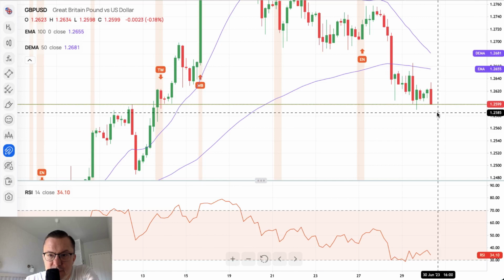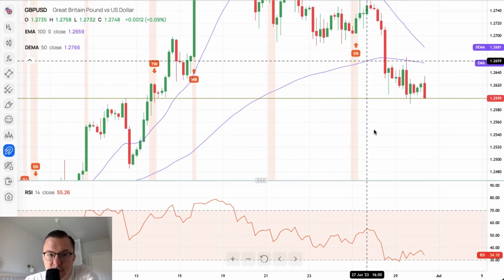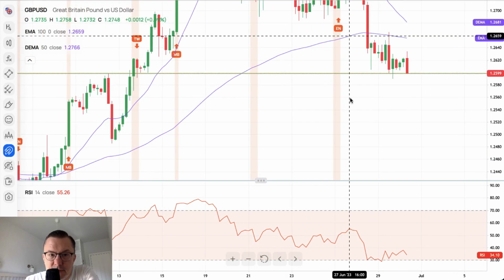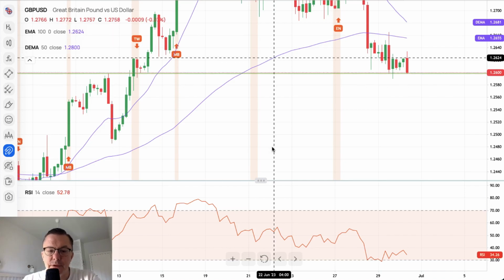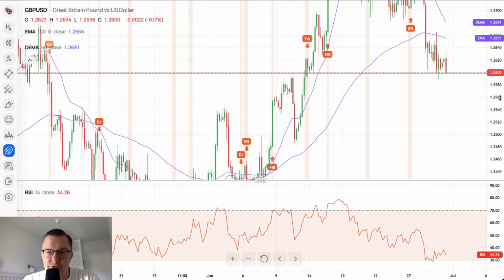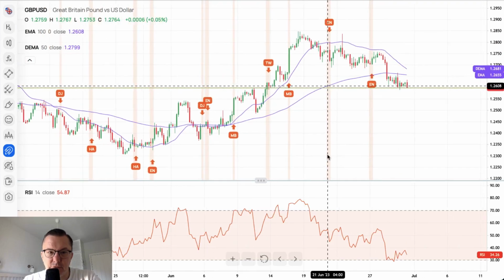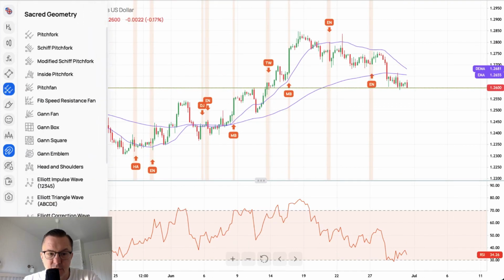The market is trying to break below this level in order to hit, of course, the other technical support located at 1.2486. So that's one of the levels which is important right now on the British pound. There is one more level which is quite important.